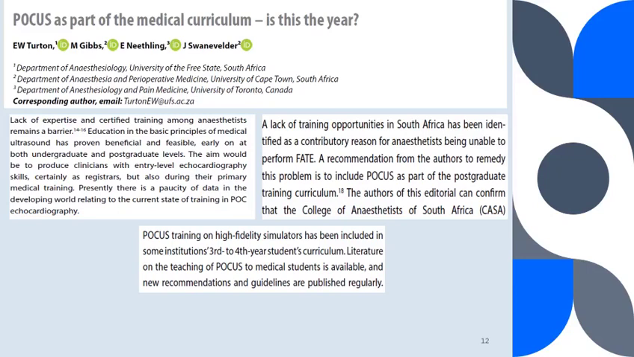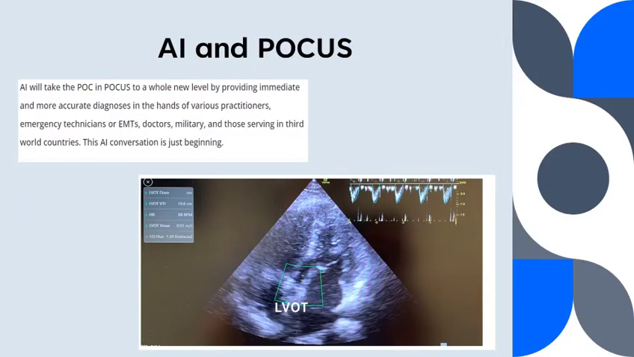It's on artificial intelligence and POCUS. Currently, we've found that artificial intelligence will help with POCUS by taking it to the next level by providing immediate and more accurate diagnosis of patients. The image that you're looking at below was just a 5-chamber view looking at the left ventricular outflow tract, and the machine automatically calculated everything just from looking at that image. So indeed, AI is coming into play when it comes to POCUS, and it's going to take us to a far better game.